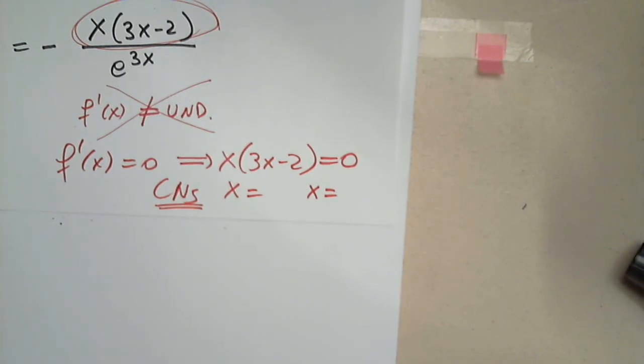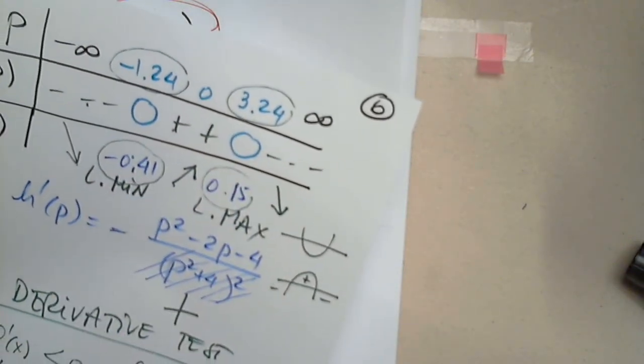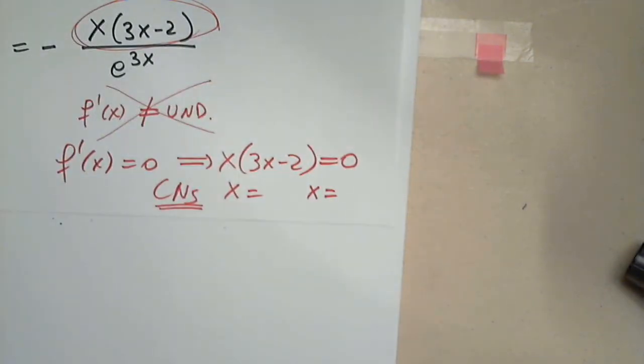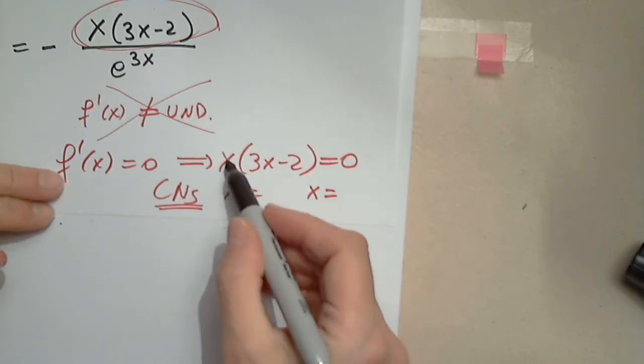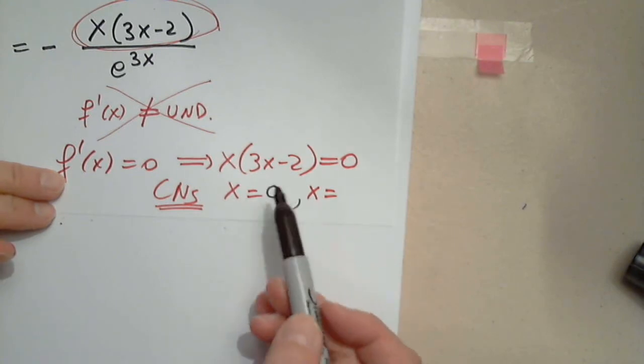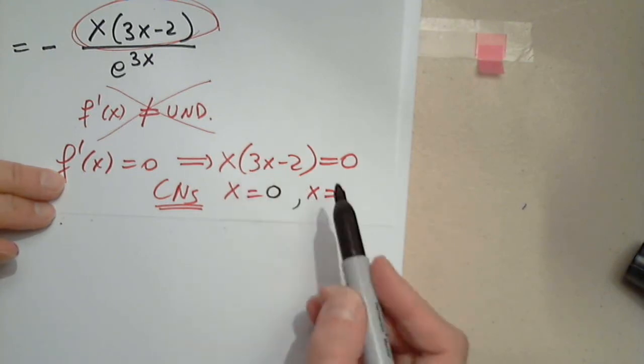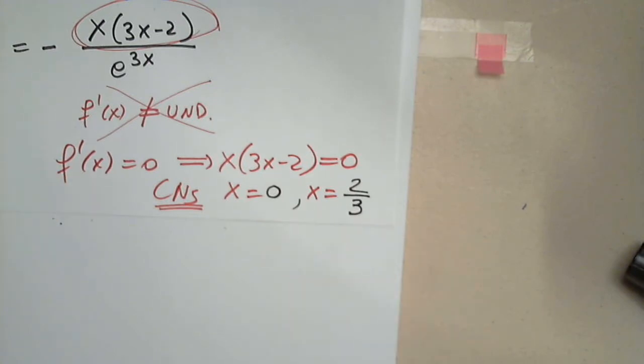Only critical numbers can turn into max or min. Can, not necessarily. But if there are no critical numbers, the function cannot have max or min. So the two x values are 0 and 2/3. Very good, awesome. The problem does not ask us to do anything else.